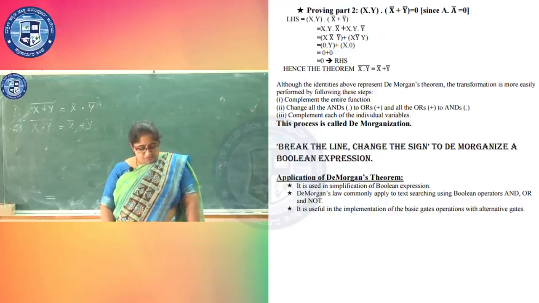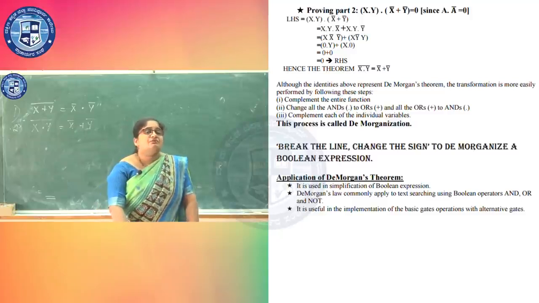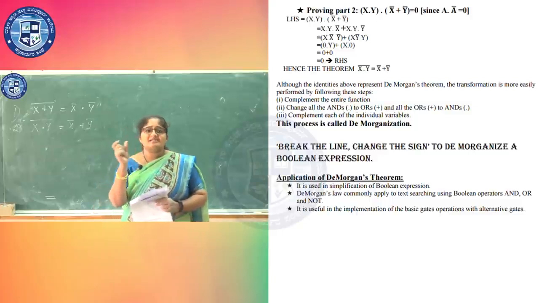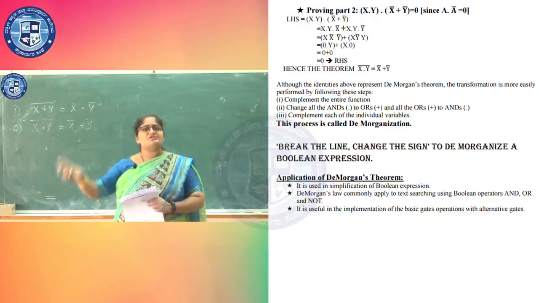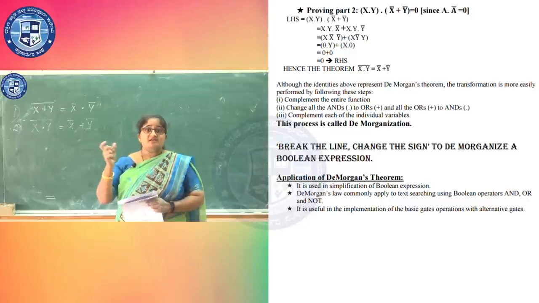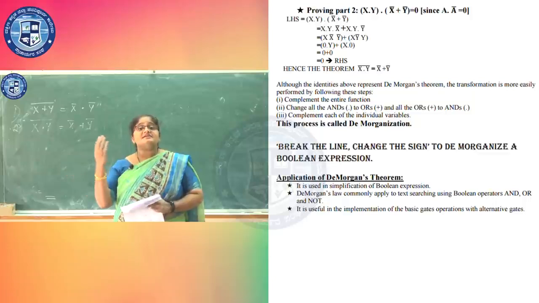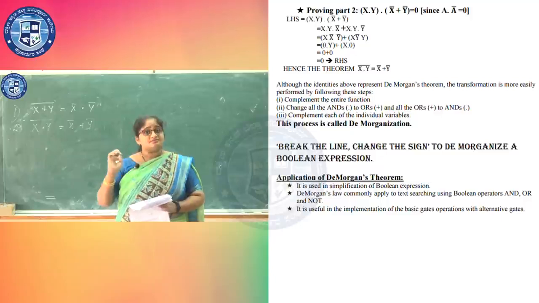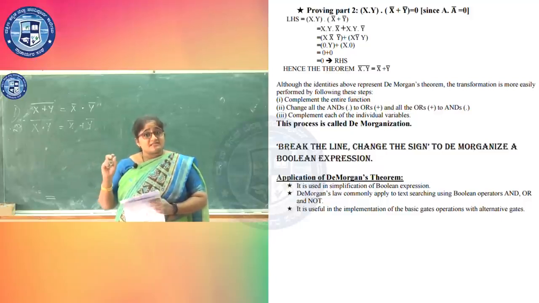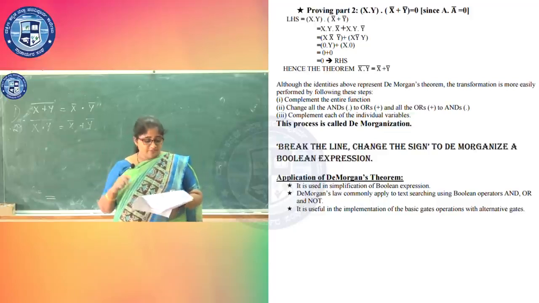Then De Morgan's law applies to text searching also. Suppose you want to search for two words, cars and trucks, in a big list of documents. Then wherever both cars and trucks are there, it will return that document. So Boolean algebra is not a topic to be neglected. It has to be taken quite importantly because it is used in most places.